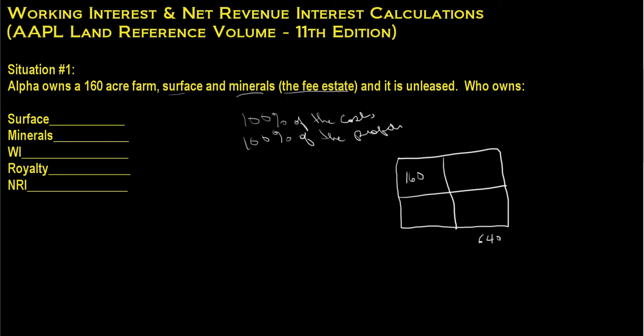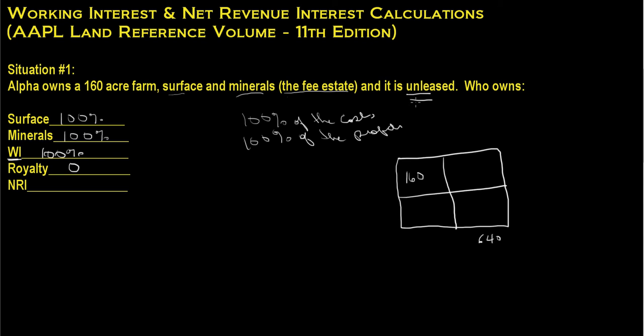As we said, he is the fee mineral owner, or the fee estate owner, so he owns 100% of the surface. He owns 100% of the minerals. If he wants to drill an oil and gas well on this property, he's going to have to pay all the bills, so he is the working interest owner, and his working interest is going to be 100%. This is before there is a lease. His royalty interest is going to be 0 because there is no oil and gas lease.